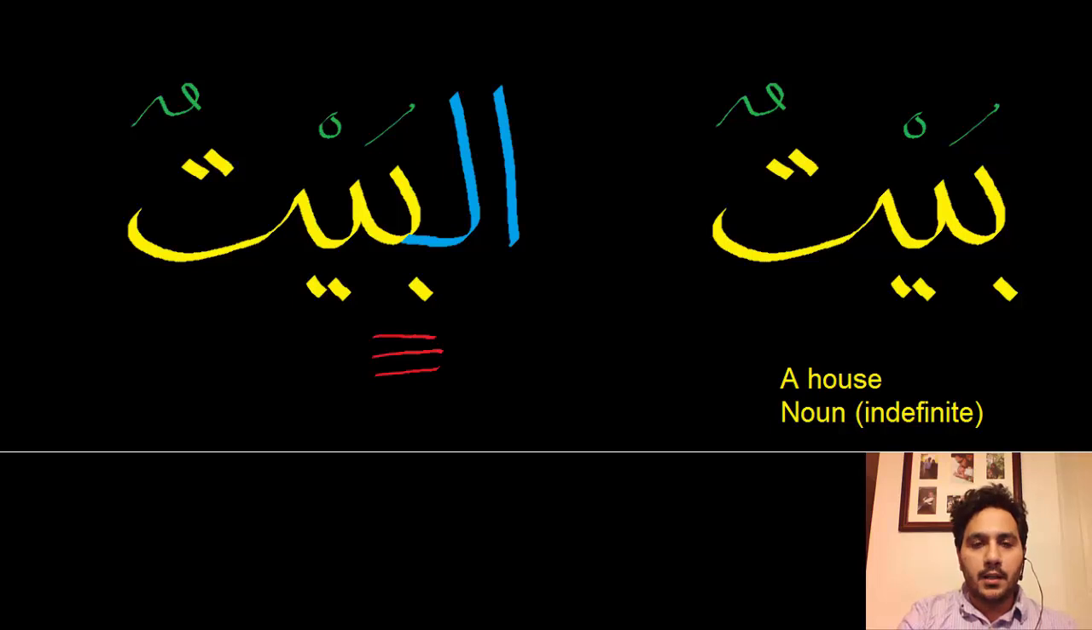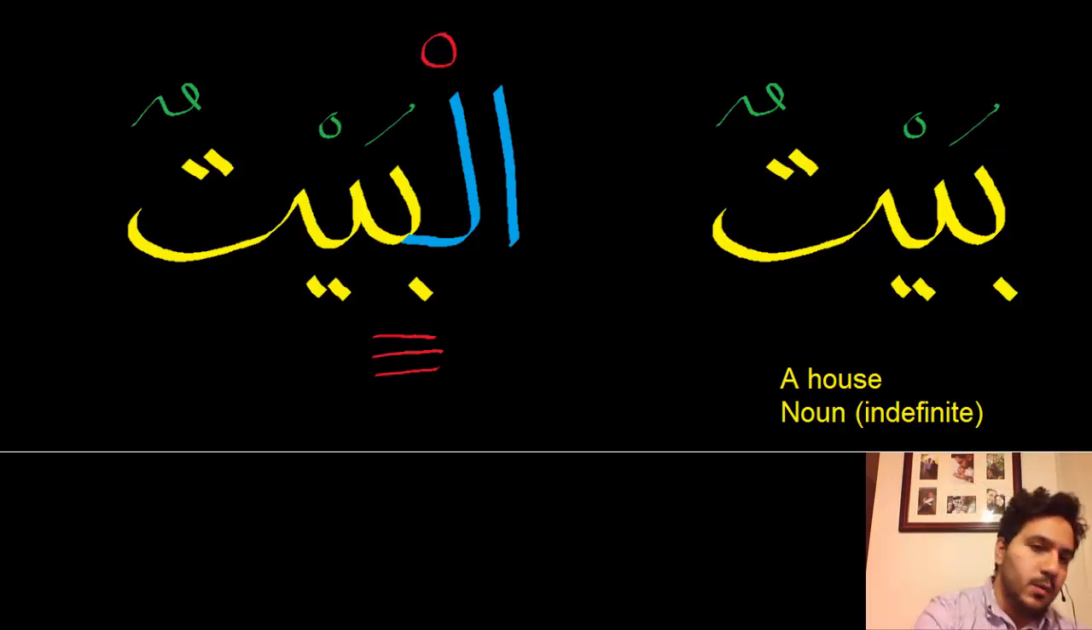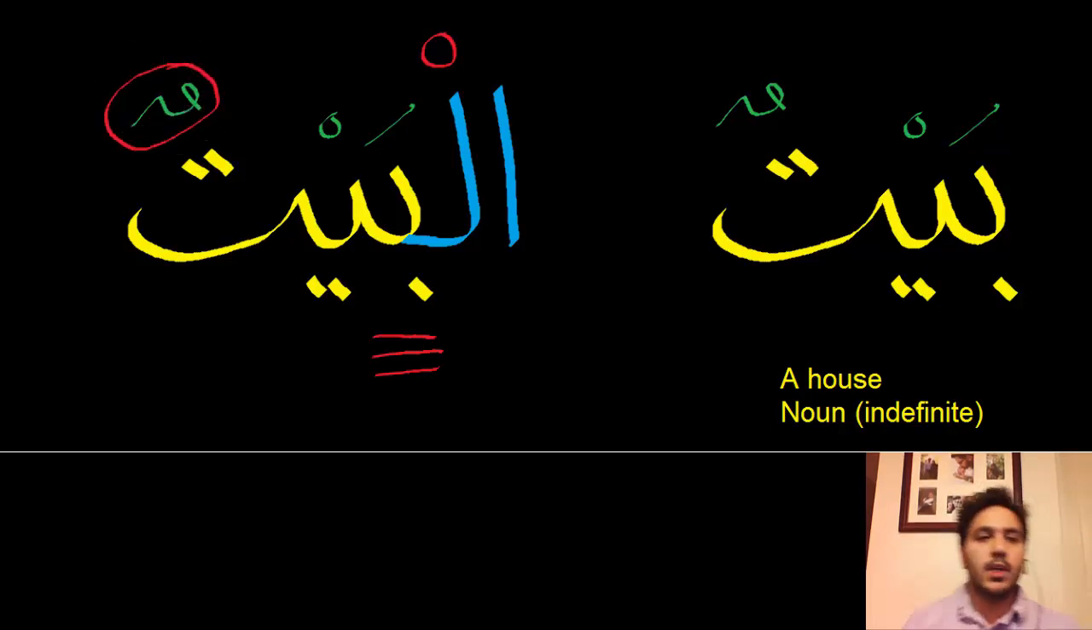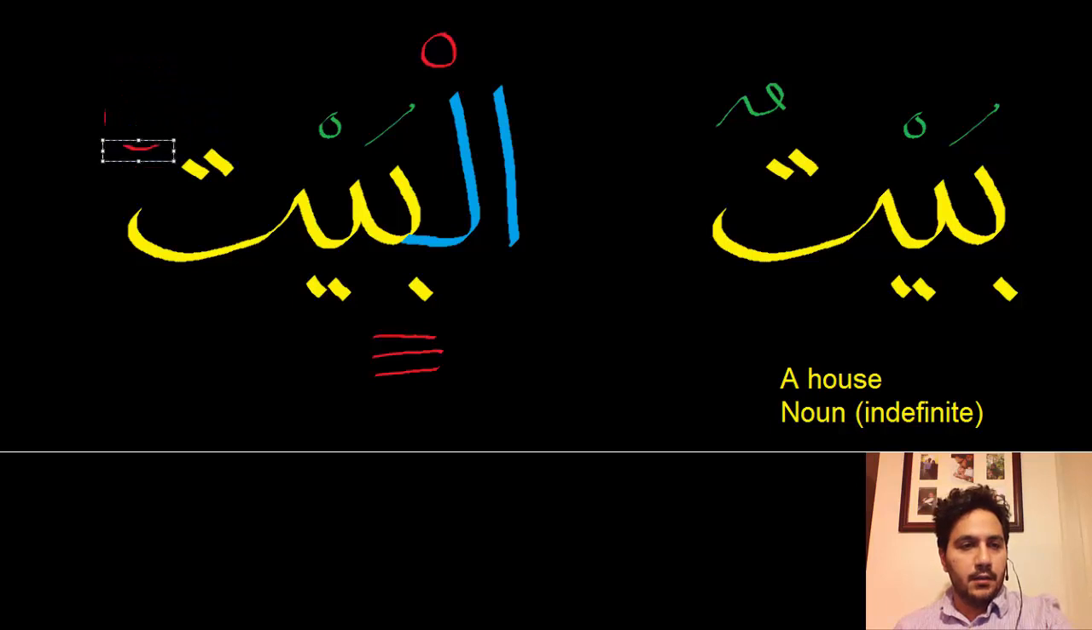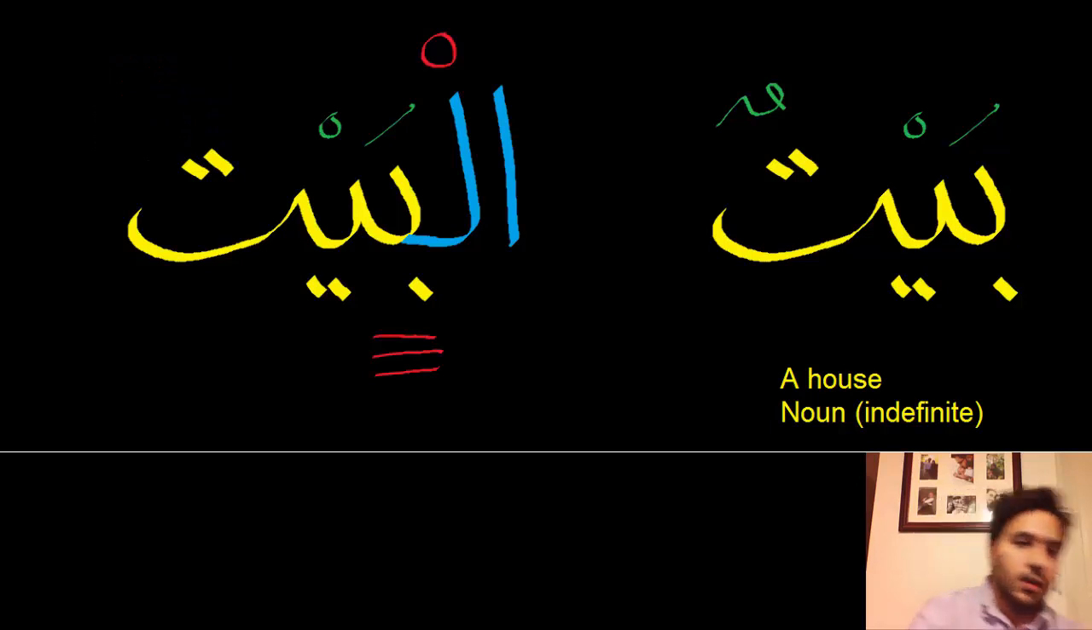Al-baytu. The ba is a moon letter, and therefore I put a sukoon on top of the lam. And when I add the definite article to a word, the tanween goes away. The tanween at the end of a word is dropped. So let's do that. We get rid of that, and all we're left with is a dhamma. So we went from baytun to al-baytu. Alright, let's do another example.